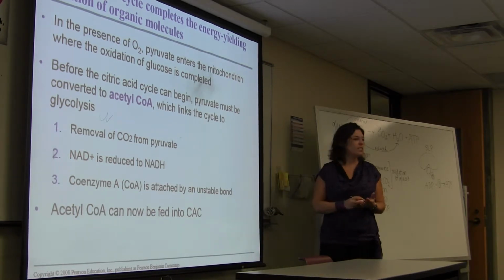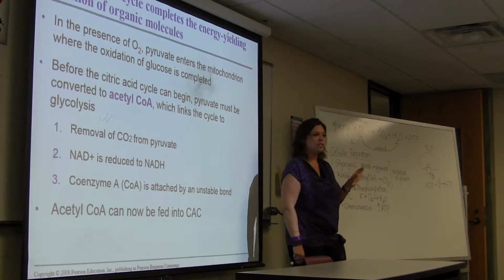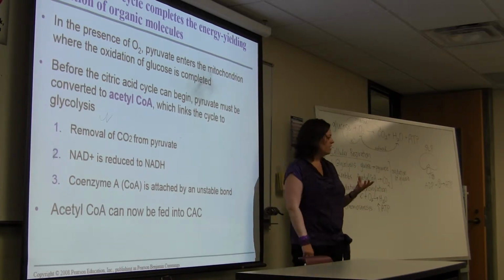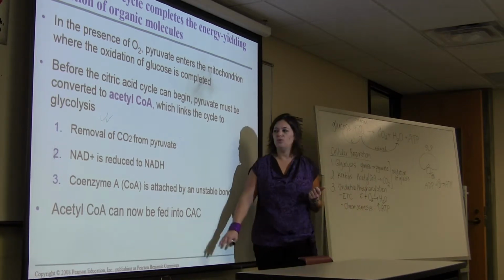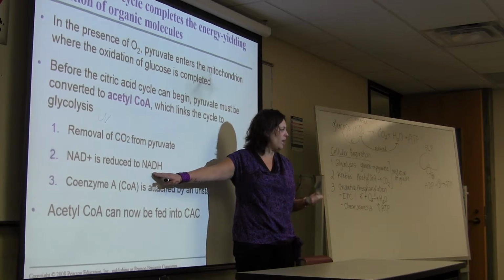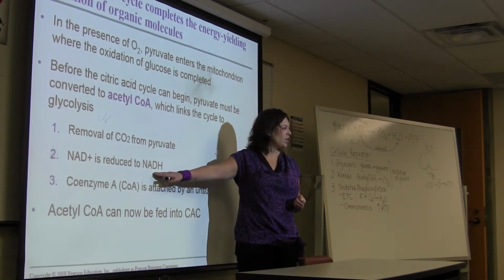And so the 3 steps that are going to happen, so you're starting with this pyruvate. You're going to remove a molecule of carbon dioxide. You're going to load up another electron carrier, so you're still taking electrons away, and you're giving them to the electron carrier.